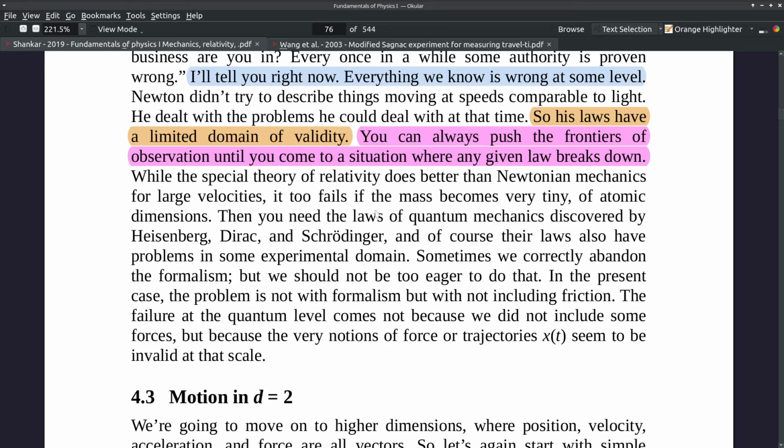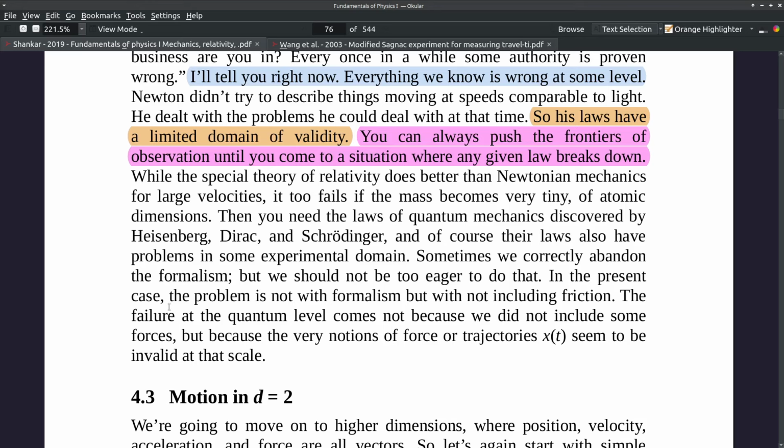While the special theory of relativity does better than Newtonian mechanics for large velocities, it too fails if the mass becomes very tiny, of atomic dimensions. Then you need the laws of quantum mechanics discovered by Heisenberg, Dirac, and Schrödinger. And of course, their laws also have problems in some experimental domain. Sometimes we correctly abandon the formalism, but we should not be too eager to do that.